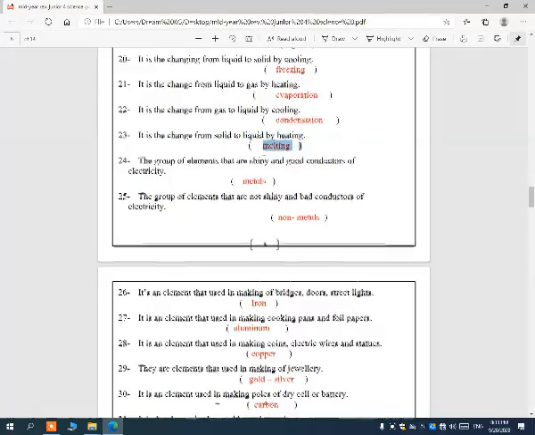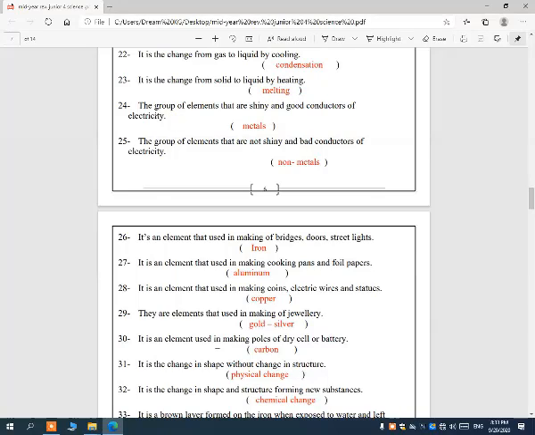24. The group of elements that are shiny and good conductors of electricity. It will be metals.